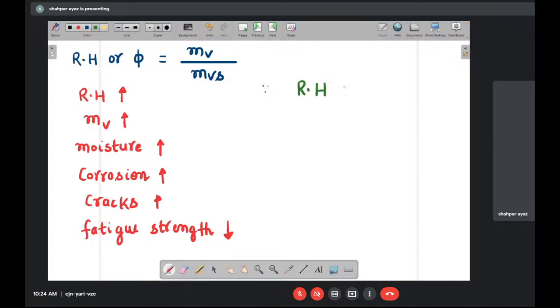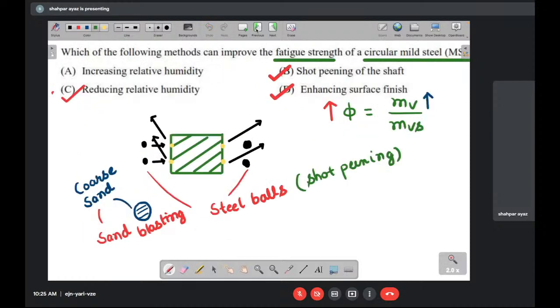If we decrease the RH, fatigue strength increases. Correct, this is the logic developed. Clear? So if we decrease the RH, the right answer C is 100% correct. If we decrease the RH, fatigue strength increases. Correct, improved. Now shot peening is done.